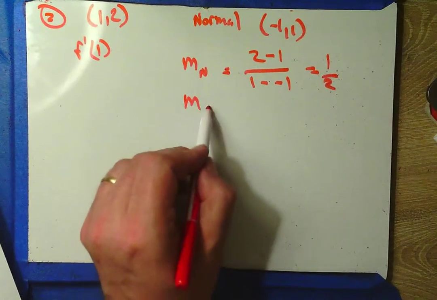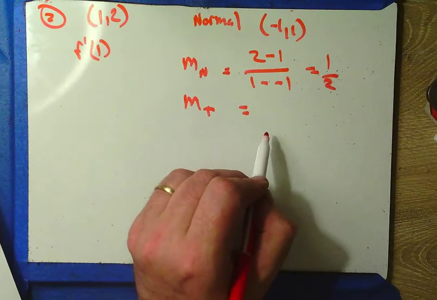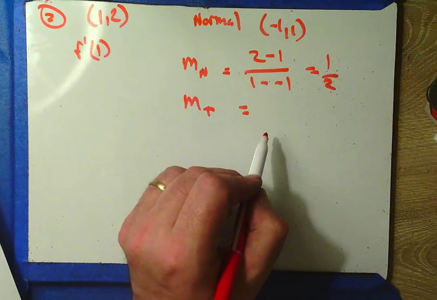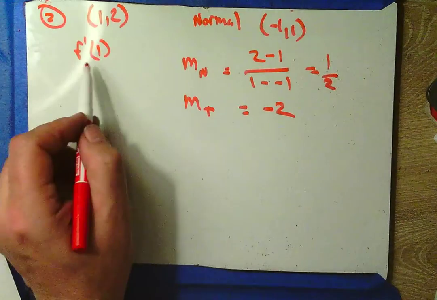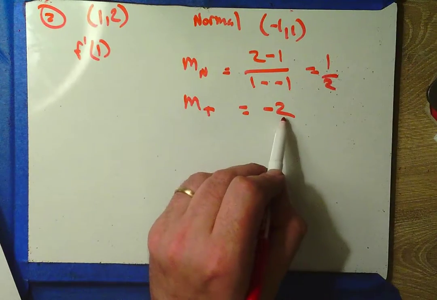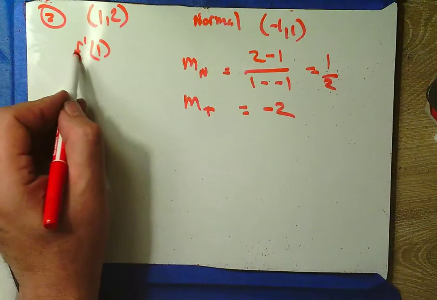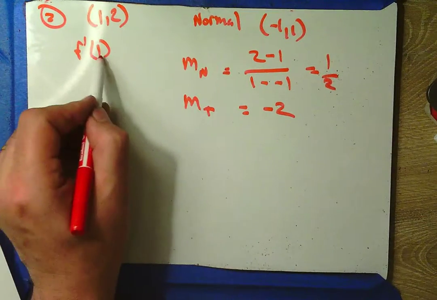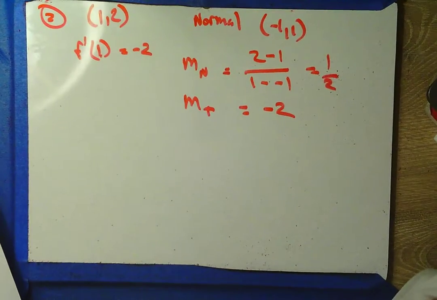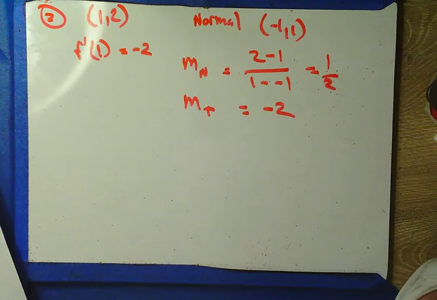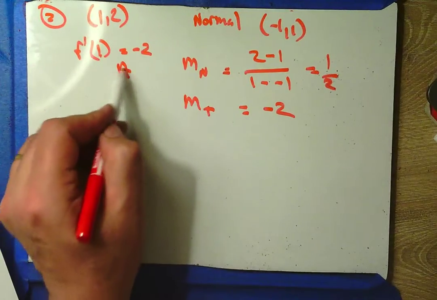What would the slope of the tangent line be? Well, the tangent and normal are perpendicular to each other, so -2. So, if the tangent line has a slope of -2, the curve has a slope at the point of tangency of -2. So my answer here is -2, and that corresponds with A.